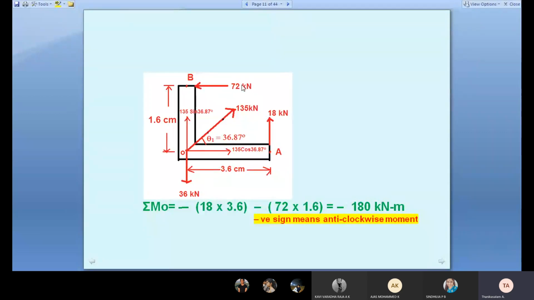See here, at the B point, 72 goes to the left side. It does not go towards point O. So 72 into 1.6, minus, anti-clockwise. So minus 180 kilonewton-meter. See here, minus does not mean a negative value. It shows only clockwise or anti-clockwise. Students, we can't say the force is a negative value. The minus means which direction it goes. That is the meaning. The plus or minus shows whether it is clockwise or anti-clockwise.